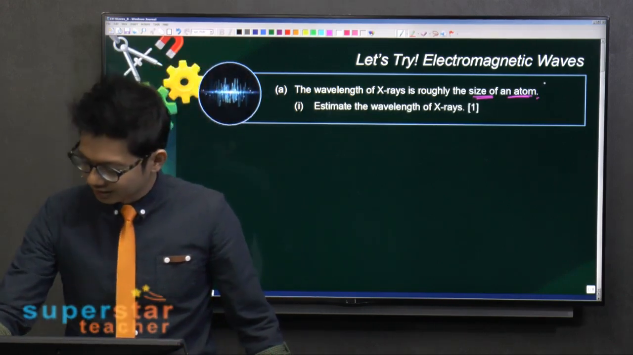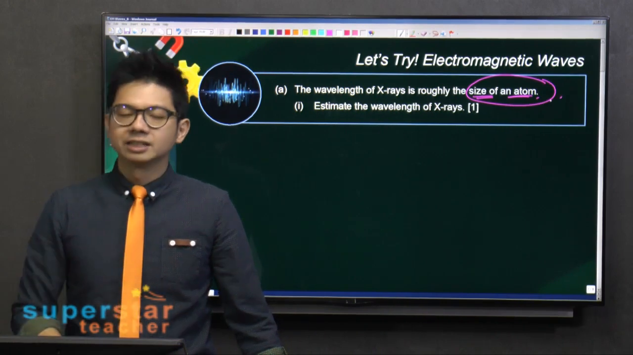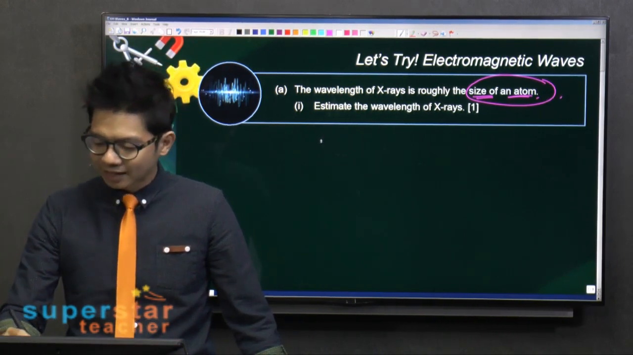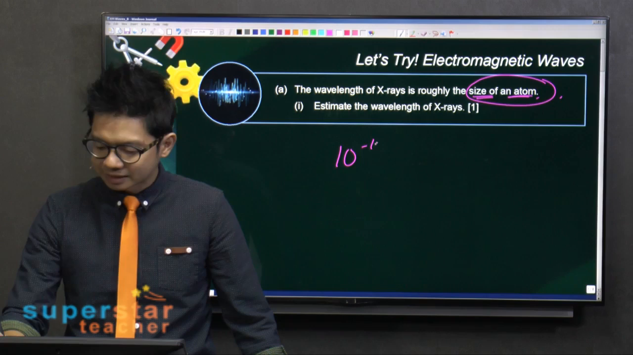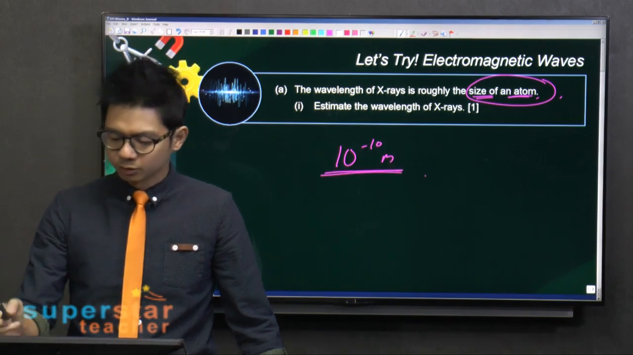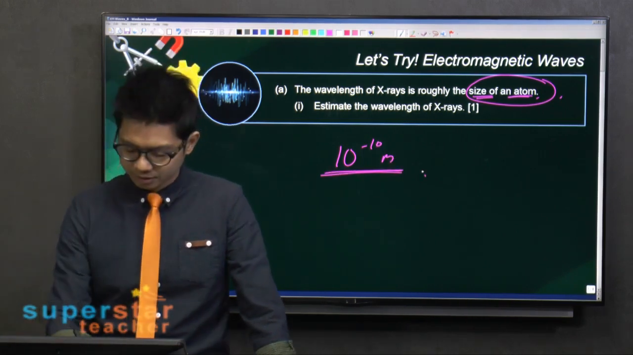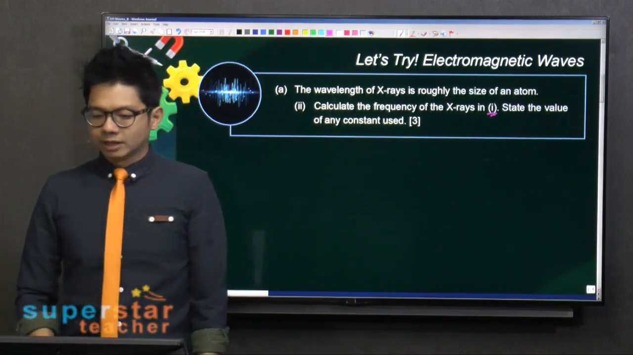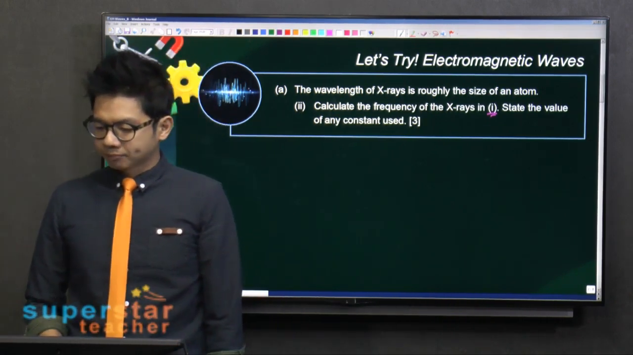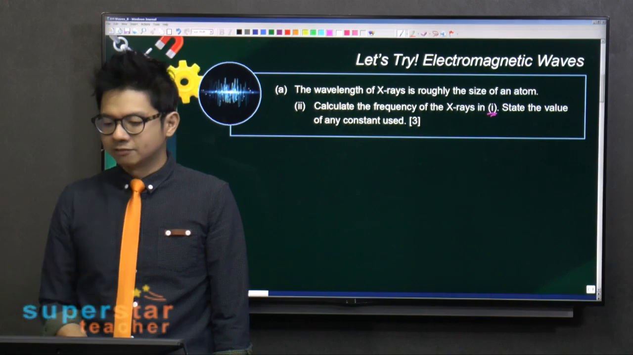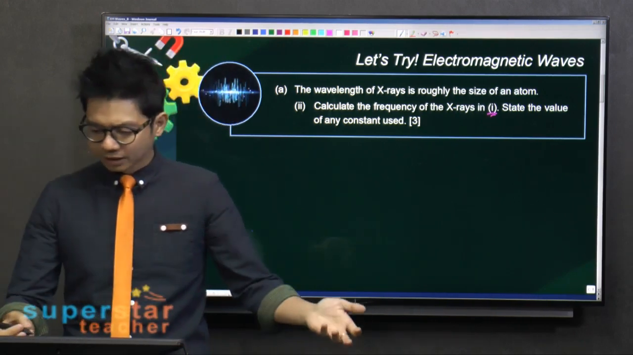So you really need to know the size of an atom. I have memorized it: the size of an atom is about 10 to the power of minus 10 meters. So this value, please remember it. Next, calculate the frequency of X-ray, basically using part 1. State the value of any constant used. It's a very simple question.